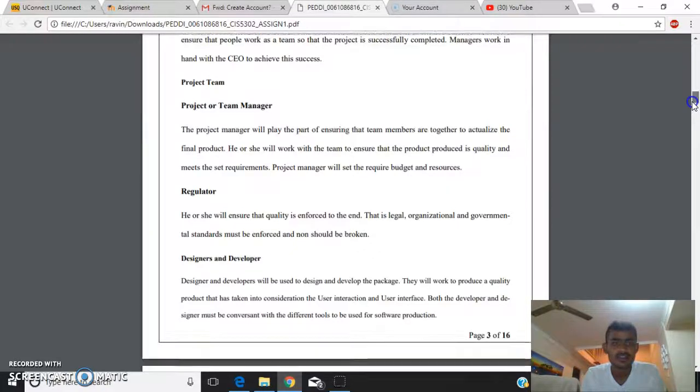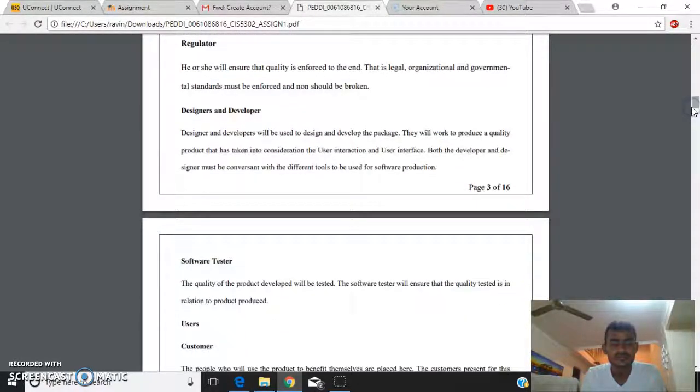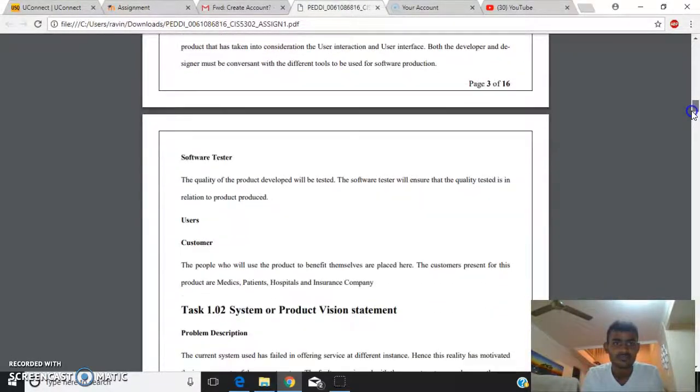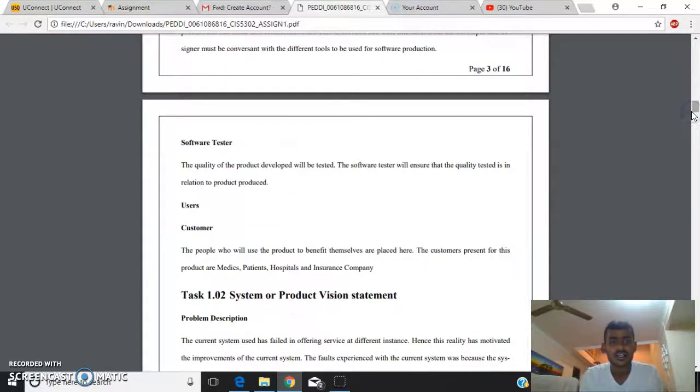And the next one is designer and developer. The designer and developer will be used for the package. Both the developer and designer must be conversant with different tools and software production. And the next one is the software tester. The quality of the product developed will be tested. The software tester will ensure the quality tested is in relation to the product produced.